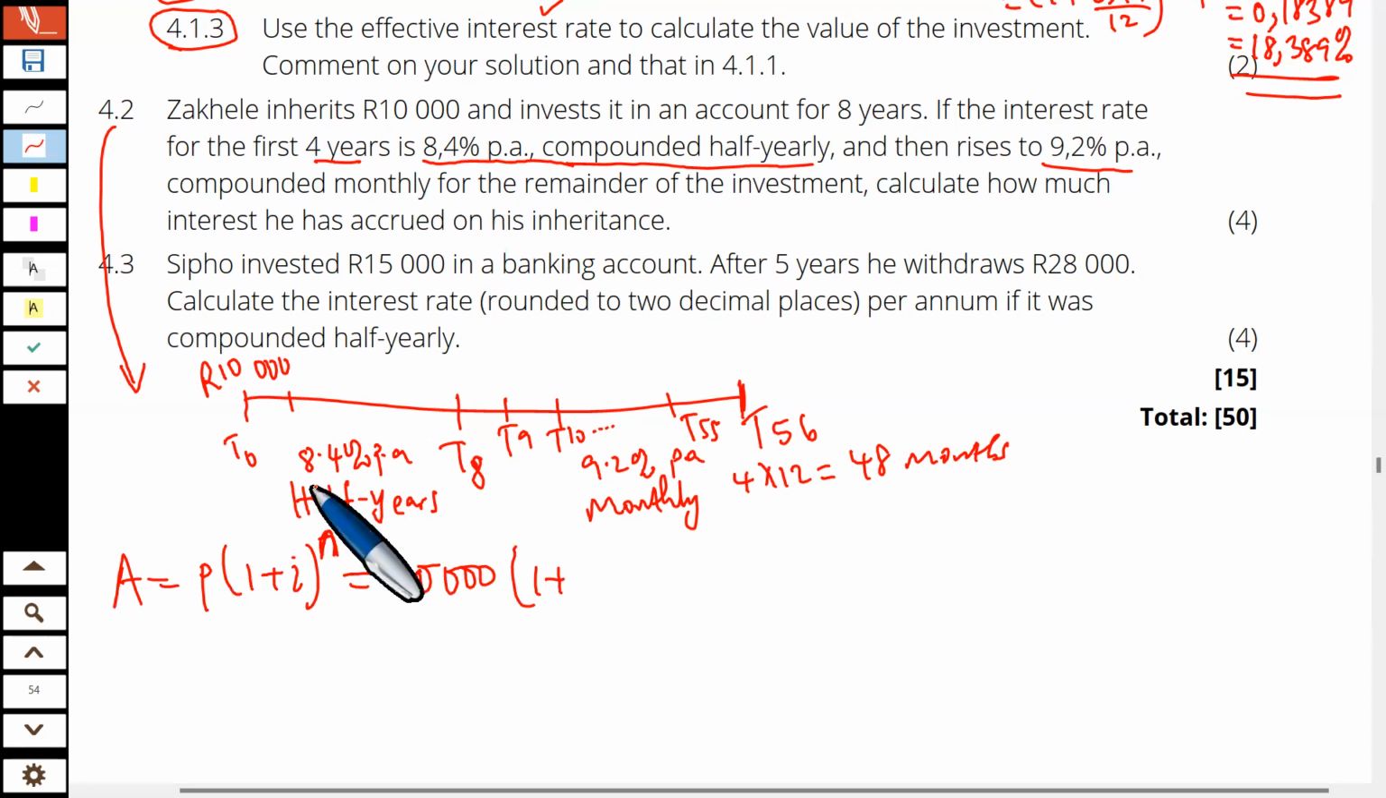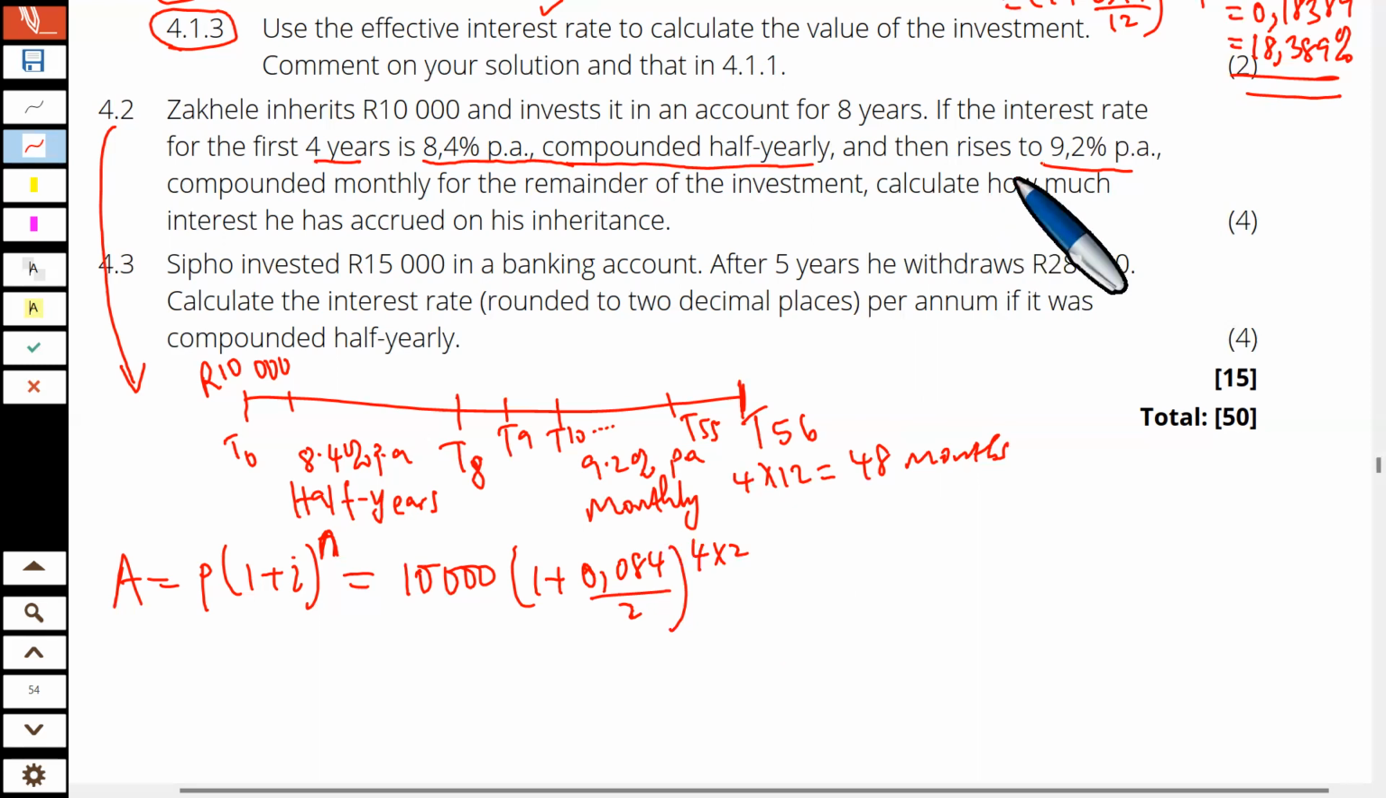Then the interest rate is 8.4%. But here you actually divide by 100. So if you divide 8.4 by 100, you get 0.084. But it's half yearly, so you divide by exactly 2. So it is obviously for 8 years. If the interest rate is for 4 years, compounded half yearly, in other words it is 4 years times 2, because half yearly means twice a year. And then you have 4 years times 2, right?